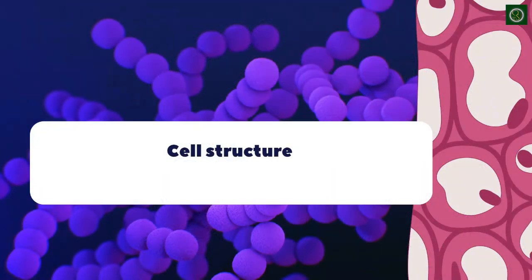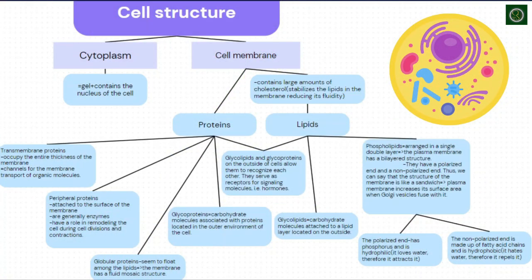Cell structure. It is composed of cytoplasm and plasma membrane. The cytoplasm of the cell is made up of a semi-liquid gel. The plasma membrane contains large amounts of cholesterol that stabilizes the lipids in the membrane, reducing its fluidity, and is made up of proteins and lipids. The globular proteins seem to float among the lipids, so the membrane has a fluid mosaic structure.